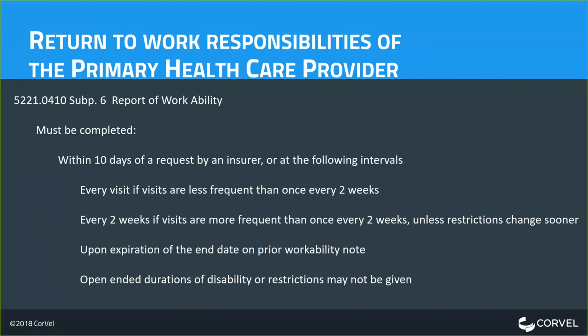So if you see somebody once a month, you want to be filling out a workability form at each appointment. If you're seeing somebody more frequently than once every 2 weeks, you want to give them an updated workability every 2 weeks. You definitely want to give them a workability form upon expiration of the end date on the prior workability note. So if your last workability note said these restrictions are effective until July 22nd, 2019, you want to make sure that that patient is evaluated and seen for an updated workability on or prior to July 22nd. Open-ended durations of disability or restrictions may not be given.